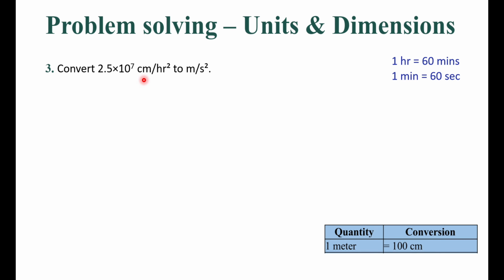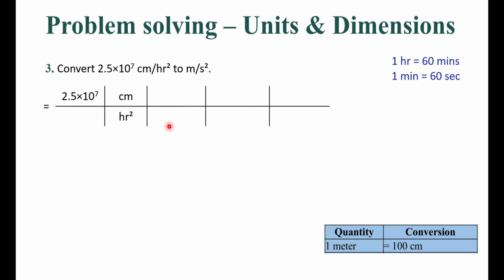We know that we have to find a relationship between centimeter and meter. So from the table 1 meter is equal to 100 centimeter. And we know 1 hour is equal to 60 minutes and 1 minute takes 60 seconds. So here we have to convert from hour to minute, from minute to second. So hope you can get this. We'll move on to the next step, that is drawing the table.